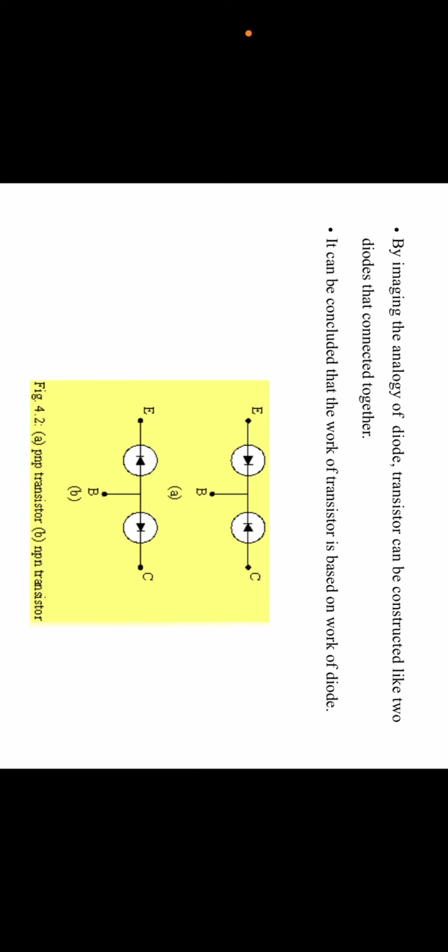Now see the image of the analogy of a diode. The transistor can be constructed like two diodes that are connected together. It can be concluded that the work of a transistor is based on the work of a diode. So you can see figure 4.2a, the PNP transistor, which is basically two diodes connected. In between there is a base, emitter and collector. Again see the NPN, there are two diodes connected in opposite directions. So this is the analogy of a transistor based on diodes.